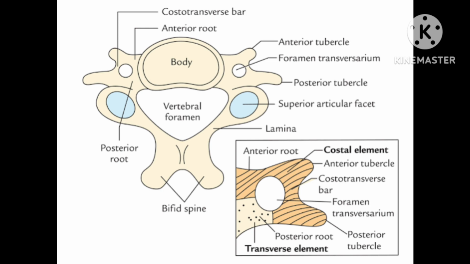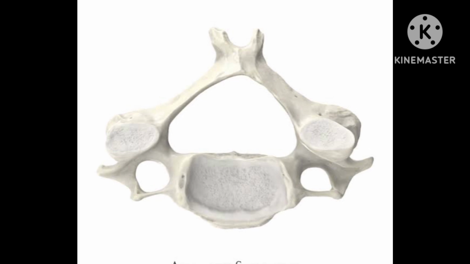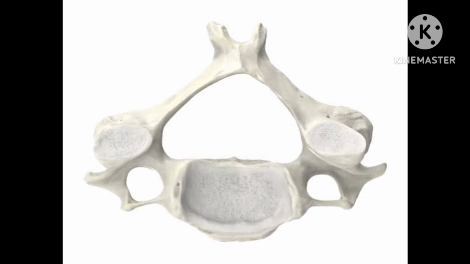The anterior and posterior root, here you can observe, end in a tubercle form, which are called the anterior tubercle and posterior tubercle. Both anterior and posterior tubercle are joined by a thin bony bar, which is called the costo-transverse bar, also known as the intertubercular bar, which you can appreciate here in this picture. These are the normal or typical nature of cervical vertebrae.